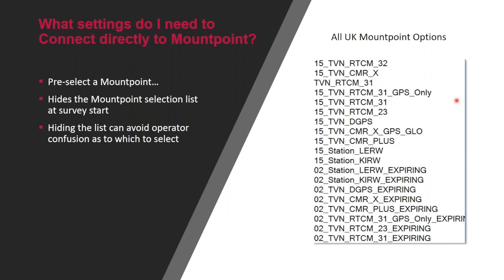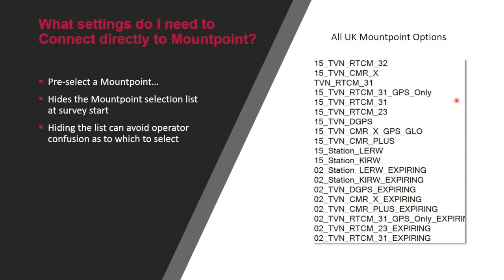So, as you can see, there are rather a lot of MountPoints available. A MountPoint is essentially a data stream connection, which enables the VRS Now survey to compute the RTK corrections in real time. And these data streams, they may contain different satellite data or broadcast in different formats, namely RTCM or CMR format. And they also provide options relating to whether using OSTN02 or OSTN15 related base coordinate systems, particularly for here in the UK.